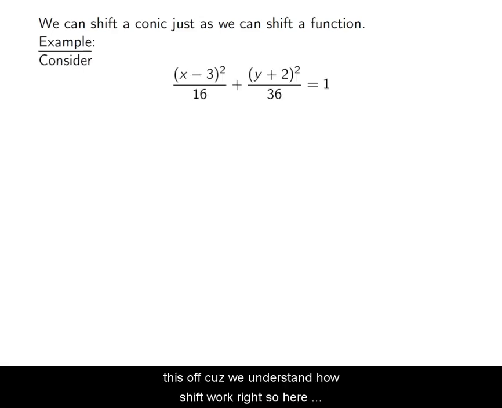Okay, so let's do an example. It's the easiest way to kind of start this off, because we understand how shifts work, right? So here we can see that we have a completely different center. If I did not have this -3 and this +2, this would just be a regular ellipse. I know it's an ellipse because both signs are positive and it's equal to 0.